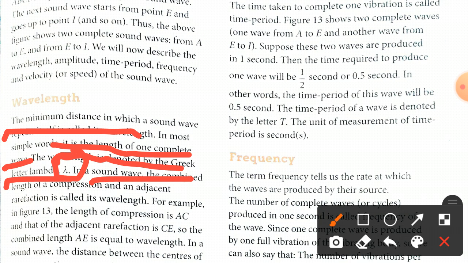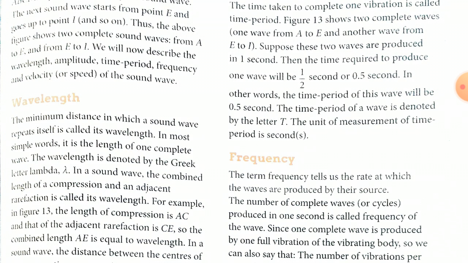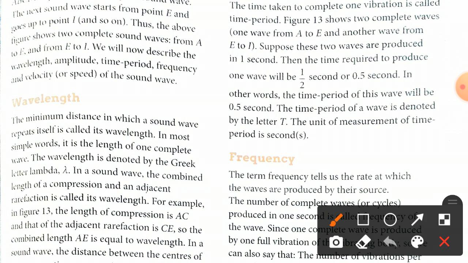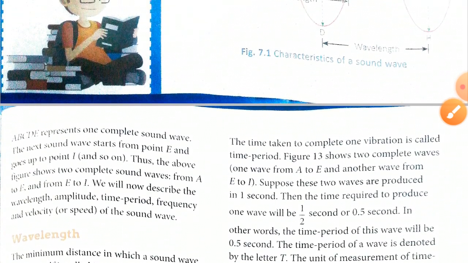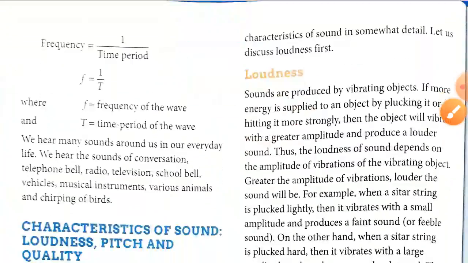In a sound wave, the combined length of a compression and an adjacent rarefaction is called its wavelength. Means the distance of one compression and one rarefaction is called its wavelength. For example, in figure 13, I will show you figure number 13 in the section below.